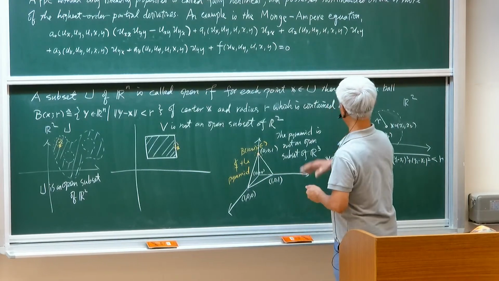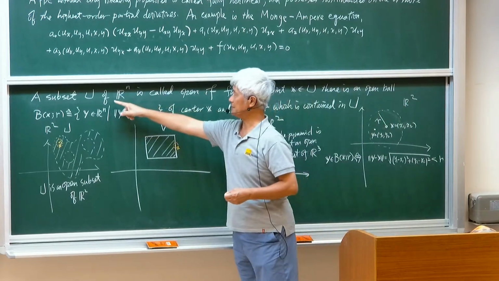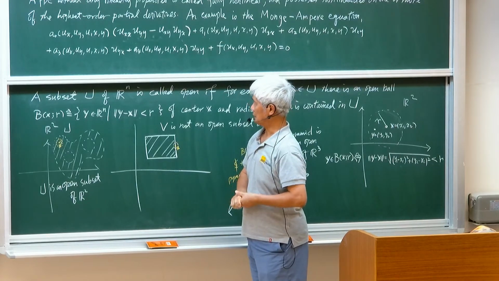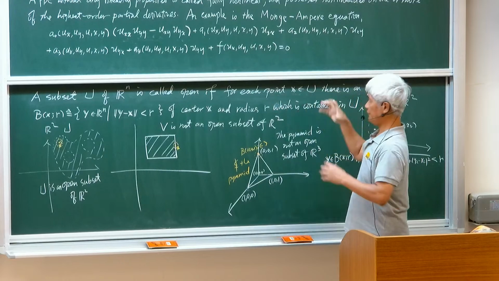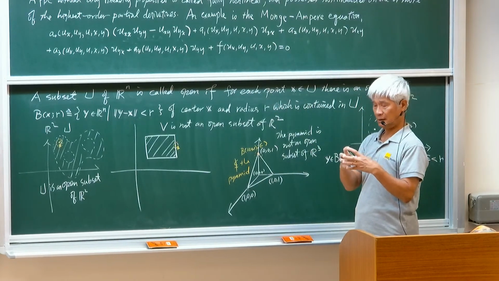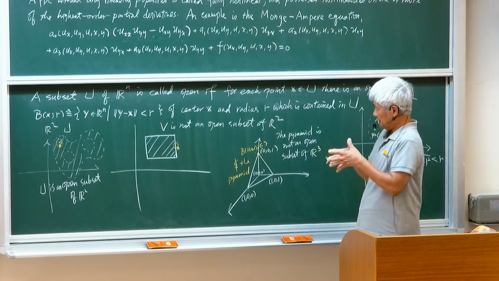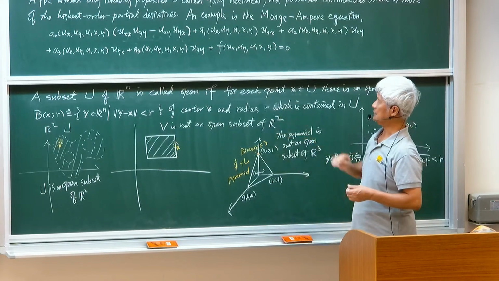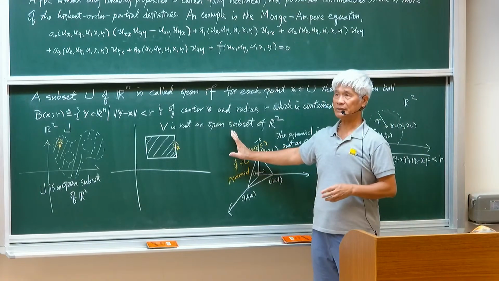So the important thing is that a subset U of R^n is an open set if for each point x in U, you can find an open ball with center x, and the whole open ball is included in U. So that is called an open set. Any questions?